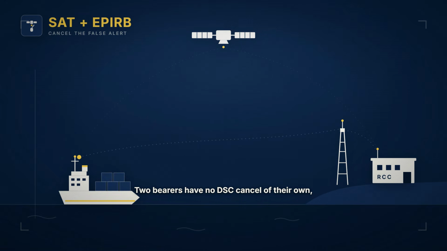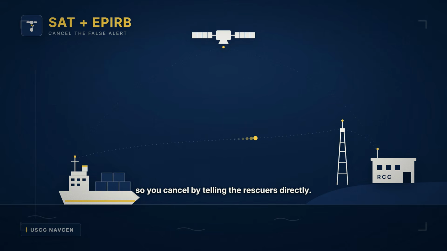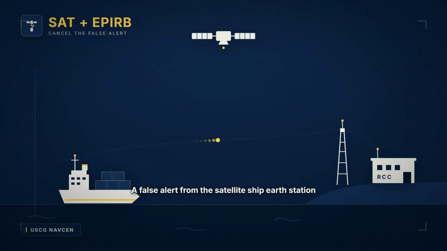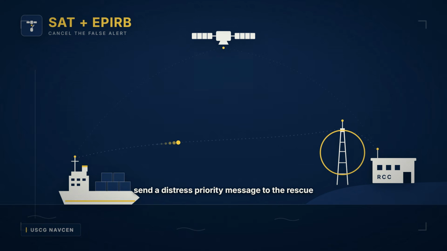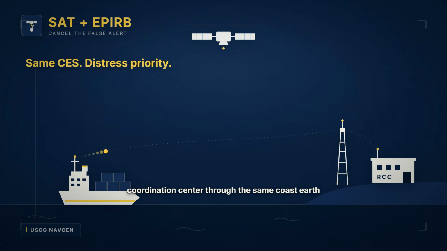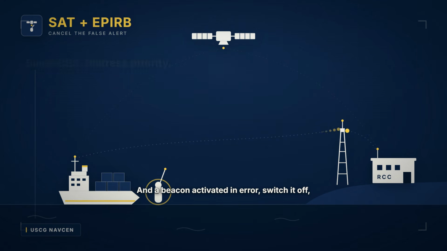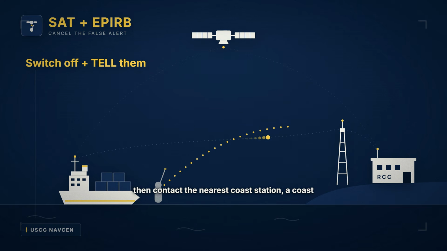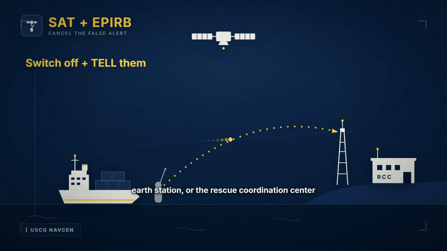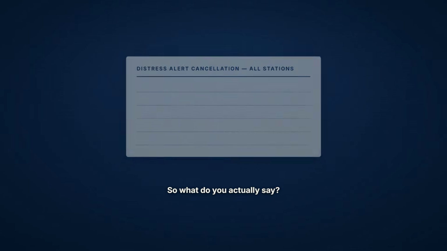2 bearers have no DSC cancel of their own, so you cancel by telling the rescuers directly. For a false alert from the satellite ship Earth station, send a distress priority message to the Rescue Coordination Center through the same Coast Earth station the alert went through. And for a beacon activated in error, switch it off. Then contact the nearest Coast station, a Coast Earth station, or the Rescue Coordination Center, and tell them the alert is false. So what do you actually say?